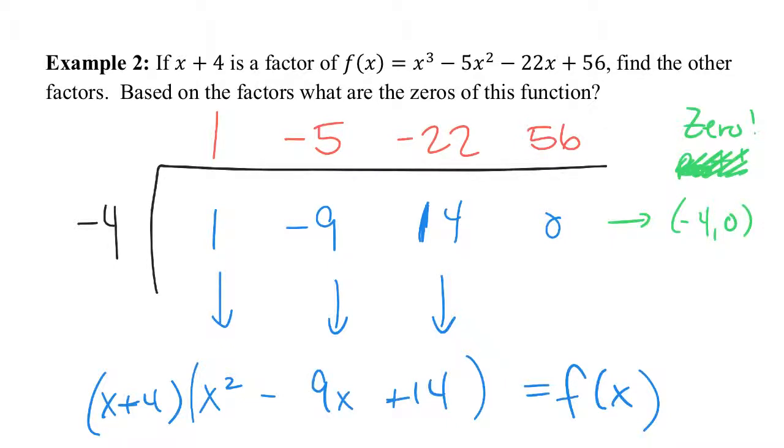And if negative 4 is a root, then x plus 4 must be a factor, because that was stated in the beginning of the problem. If x plus 4 is a factor, this answer you get every time, literally every time, this answer will be the other factor. Now, can you factor this further? Are there 2 numbers that multiply to 14 and add up to negative 9?